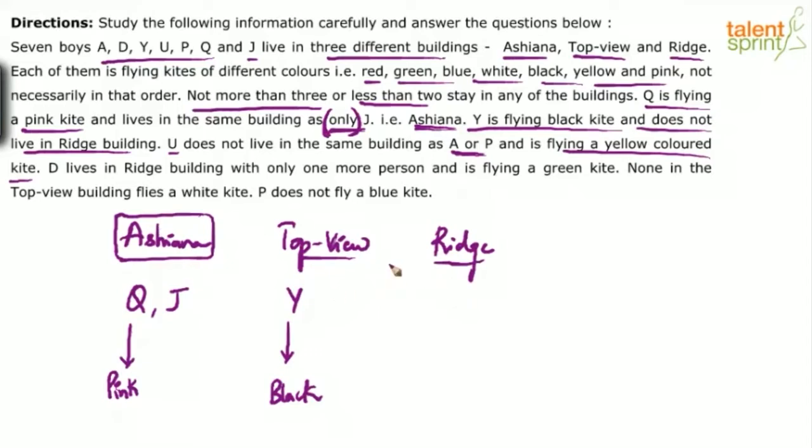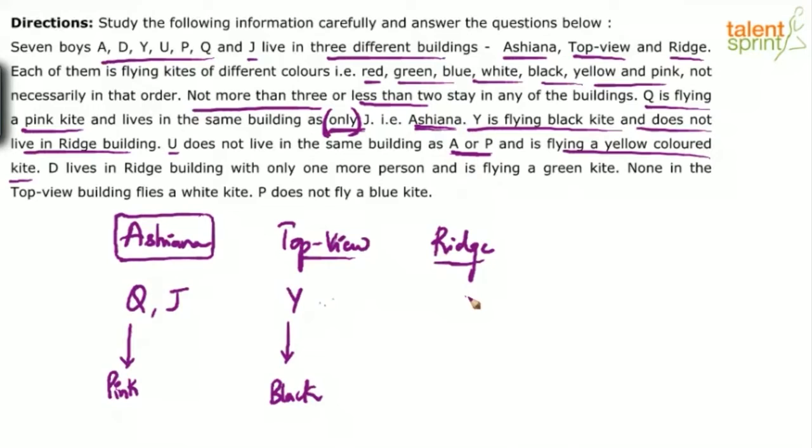Now why am I saying that both A and P will come in the same building? Because if you take them in different buildings, let's say A in Top View and P in Ridge, then where will the person U go? U cannot come with A and U cannot come with P. So U will neither belong to Top View nor to Ridge, and Ashiana is anyway closed. So the point is, you must realize that A and P both will go in the same building, either in Top View or in Ridge.